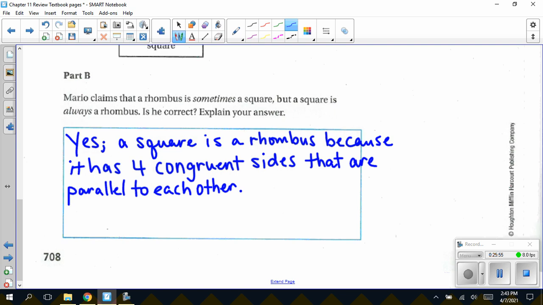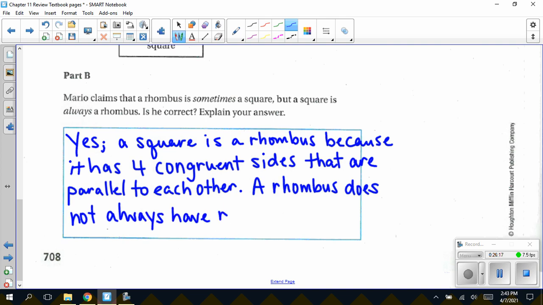Now, a rhombus is not always a square because a rhombus does not always have right angles. So in order for that rhombus to become a square, it must have those right angles. And if you recall from that lesson, we did not always have right angles for each of those rhombi.